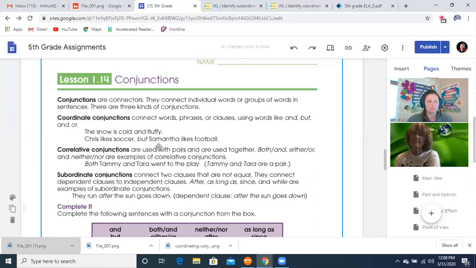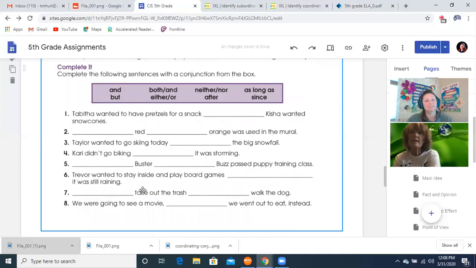Thank you. All right, so we're going to look at the words in the purple box, and those are the words that you pick from, the conjunctions that you're going to be looking at. So number one: Tabitha wanted to have pretzels for a snack, blank, Keisha wanted snow cones. So what would be the answer there, Mrs. Hurt? I think the answer is "Tabitha wanted to have pretzels for a snack but Keisha wanted snow cones." Yes. Okay. All right.